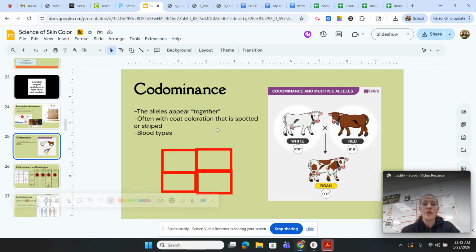So for an example of codominance, just writing it out, if I have a white cow, I'm just going to use the letter W for our white cow, and then if I have a red cow that would have maybe 2 R's, all of the cows would be RW. So that would be all roan cattle, or that spotted cow, where you can clearly see both alleles.